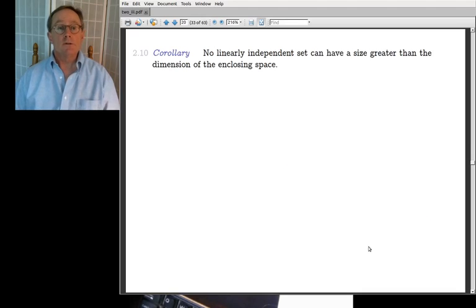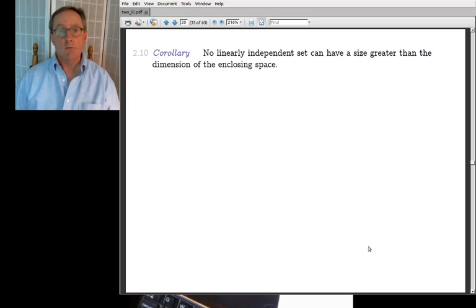Okay, a couple of results that the theorem that we just saw gives us sort of an immediate payoff. It gives us a number of results. So no linearly independent set can have a size greater than the dimension of the enclosing space. So if you have a 5-dimensional space, you can't get a linearly independent set of size 6. If you have a 4-dimensional space, you cannot get a linearly independent set of size 5 or 8 or 100.